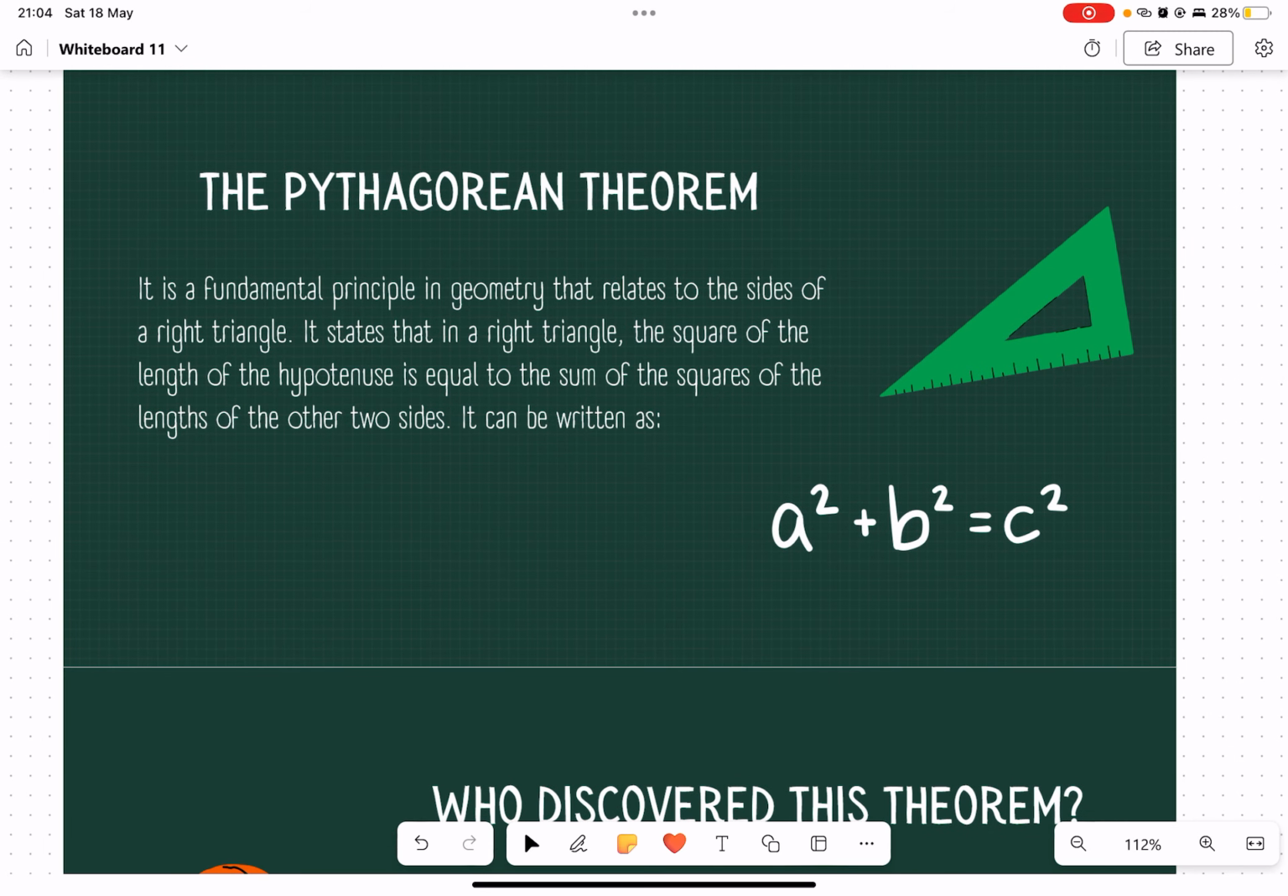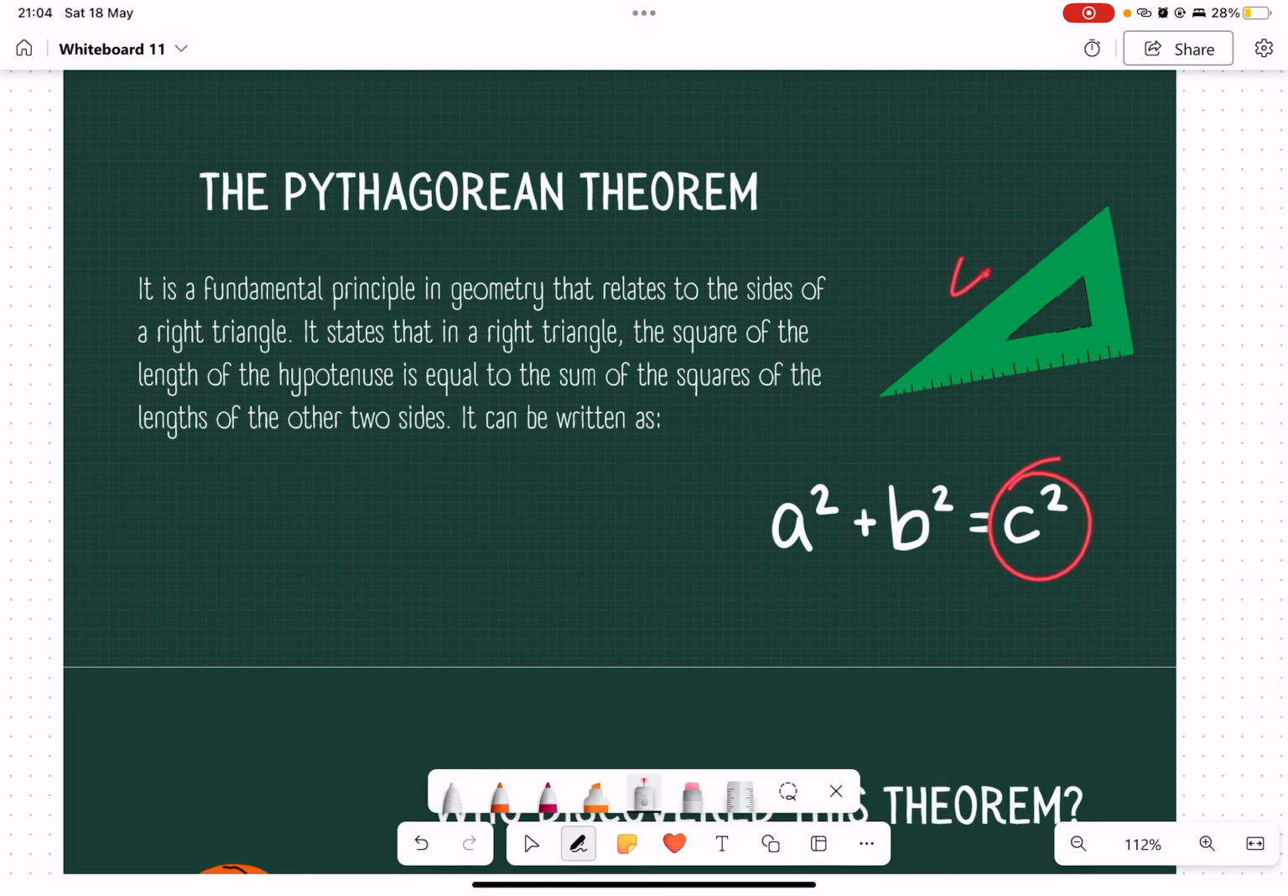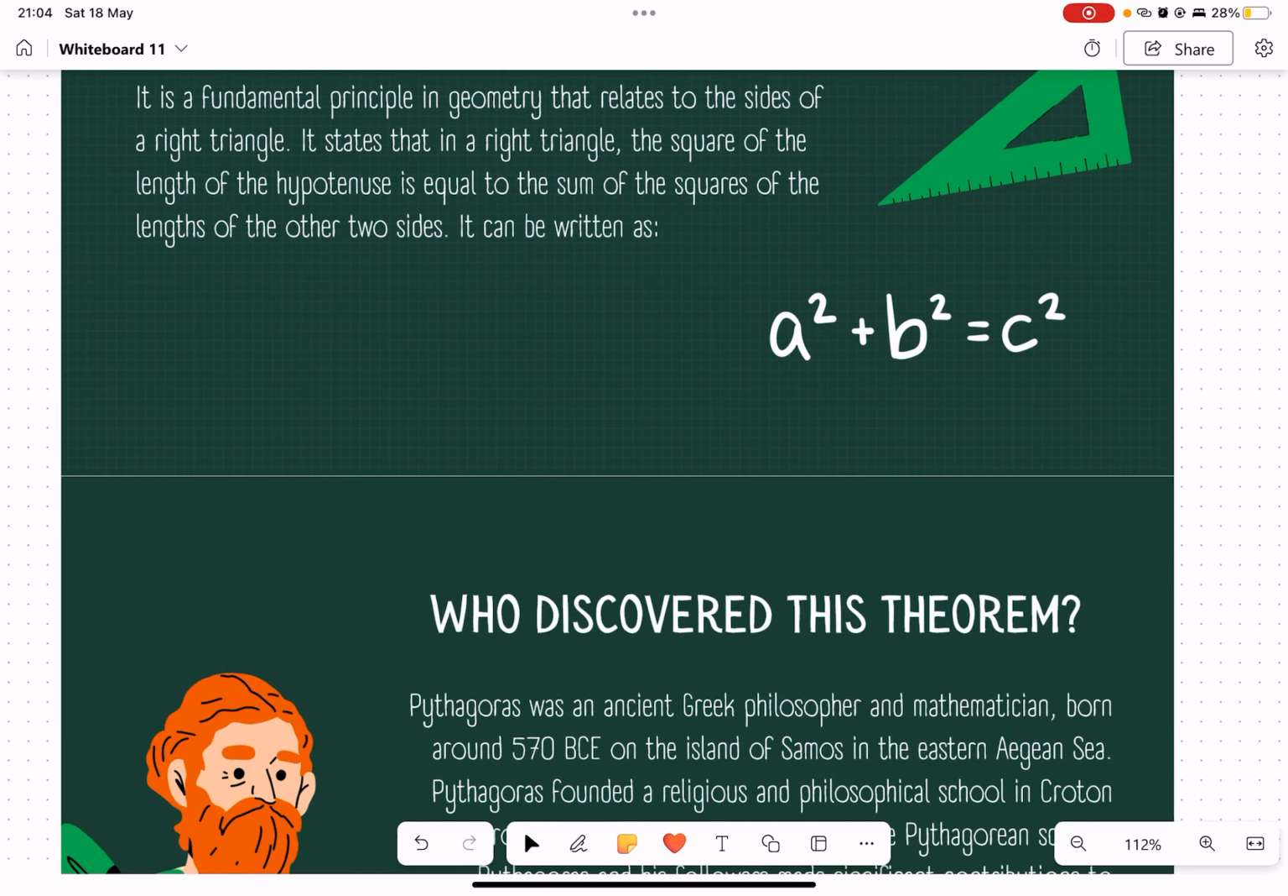The Pythagorean theorem is a fundamental principle in geometry that relates to the sides of right-angled triangles. It states that in a right-angled triangle, the square of the length of the hypotenuse, remember the hypotenuse is the longest side, is in this case C here. This can be A, this can be B; A and B don't really matter, but this will be C, because the square of C is the same as the sum of the squares of the other two sides. And it can be written as this formula here.